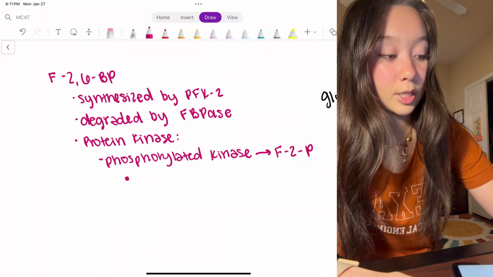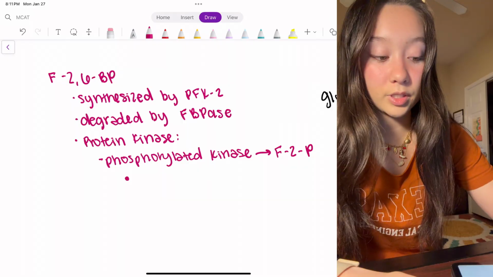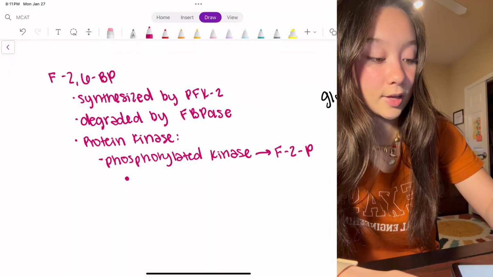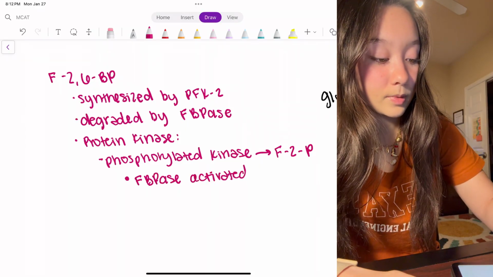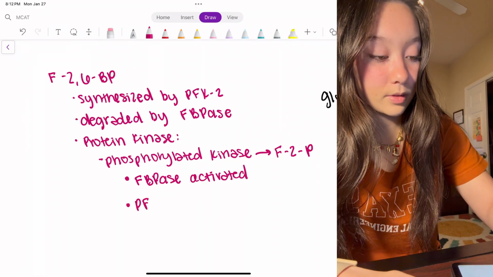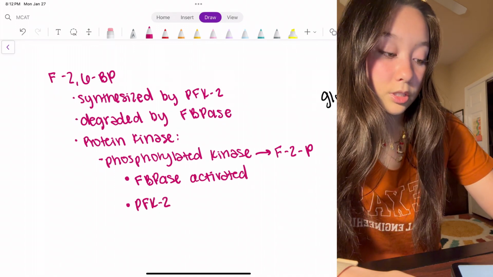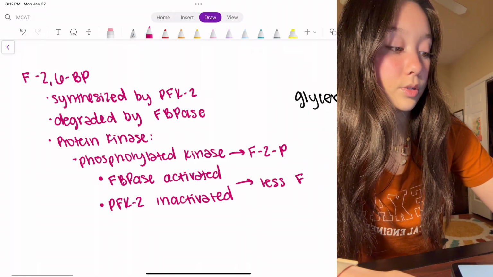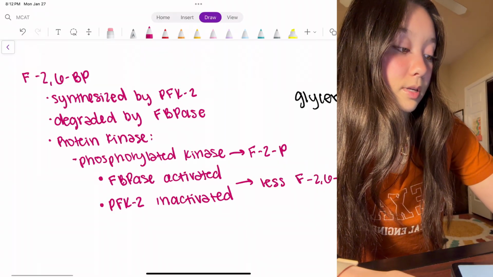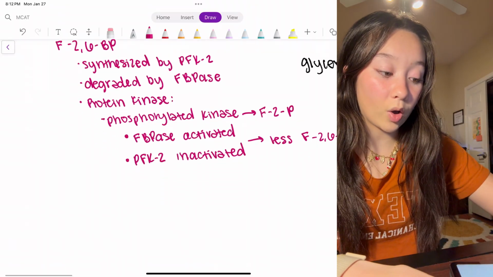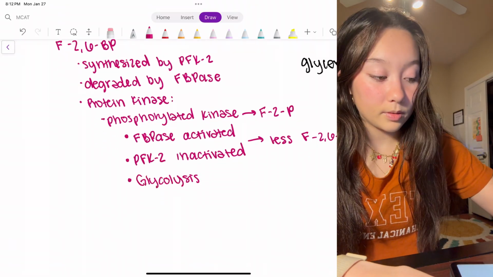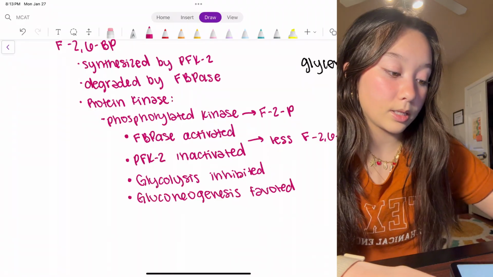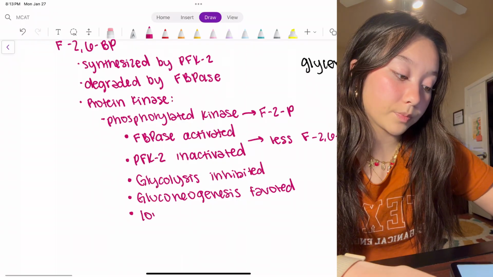In this version, there is less fructose 2,6-bisphosphate. In order for there to be less of that, FBPase is going to be activated, and PFK2 is going to be inactivated. So this all leads to less fructose 2,6-bisphosphate. And this basically means that glycolysis is inhibited, and gluconeogenesis is going to be favored. And this is when we have low blood sugar.